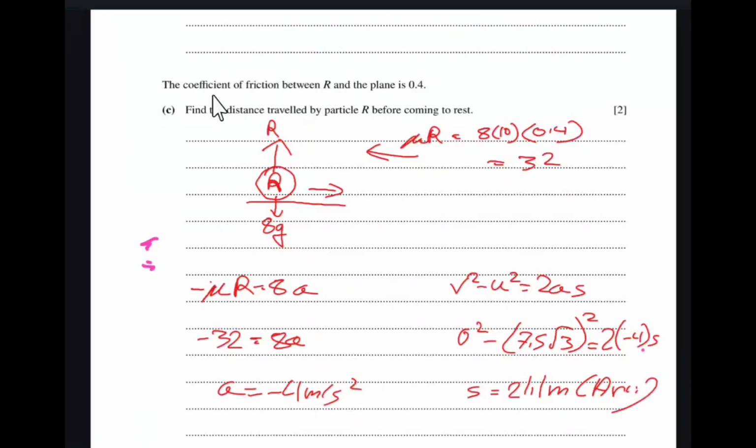Coefficient of friction between particle R and the plane is 0.4. So the value of mu is 0.4. And what is particle R?